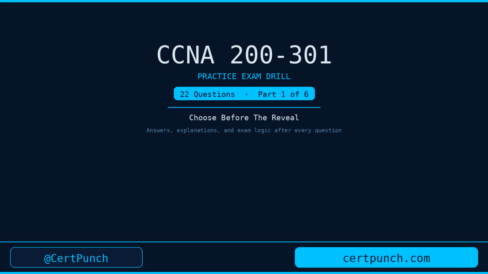CertPunch practice round for CCNA 200-301. 22 questions. Read the prompt, choose the best answer before the reveal, then listen for the exam logic behind it. Let's begin.